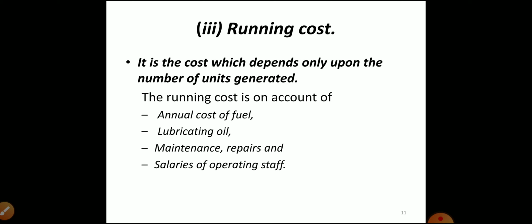Here I'll give you one simple example. If you purchase a motorcycle, the initial cost of the motorcycle will be considered as a capital cost, and the running cost of the motorcycle will be how much fuel is required per month. It depends upon the usage of that motorcycle, for how long we have used it, for how many kilometers we have run the motorcycle. So running cost depends upon the amount of usage. Here also in the power plant, the running cost is on account of these four parameters.